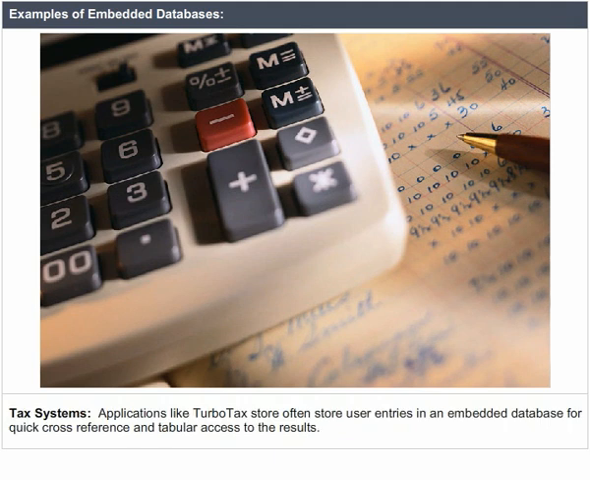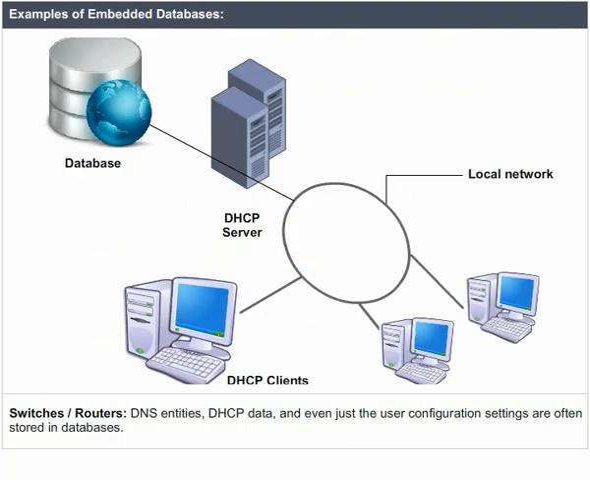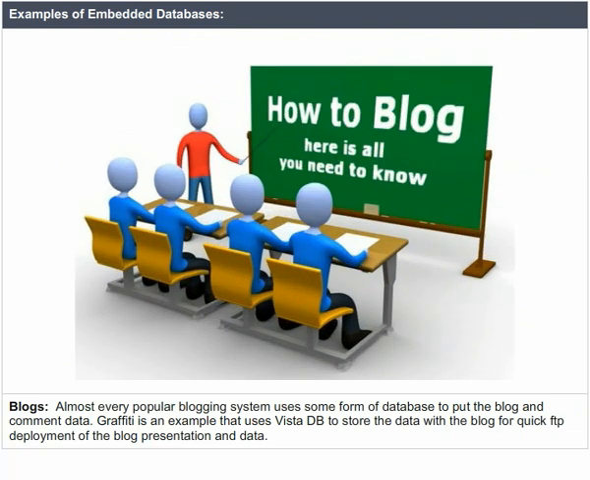Tax systems. Applications like TurboTax often store user entries in an embedded database for quick cross-reference and tabular access to the results. Switches or routers, DNS entities, DHCP data, and even just the user configuration settings are often stored in databases. Blogs. Almost every popular blogging system uses some form of database to hold the blog and comment data. Graffiti is an example that uses VistaDB to store the data with the blog for quick FTP deployment of the blog presentation and data.